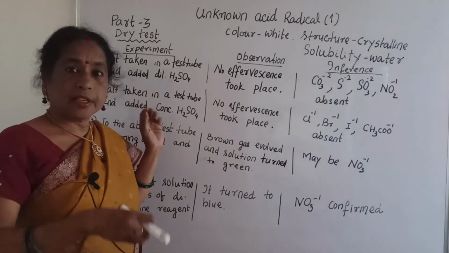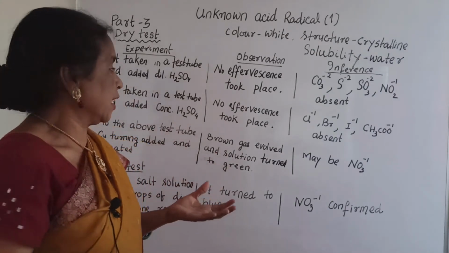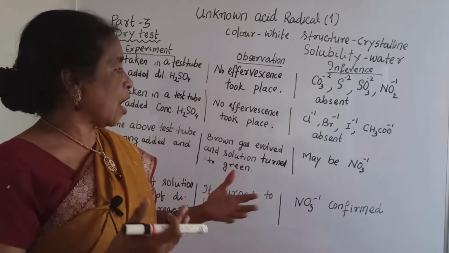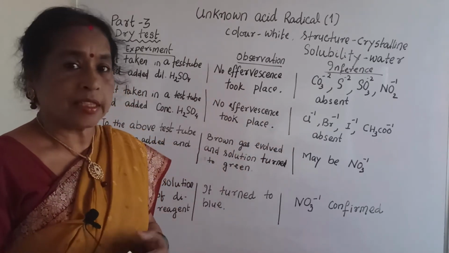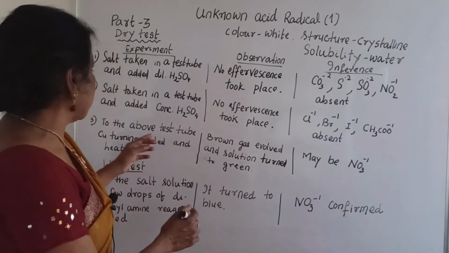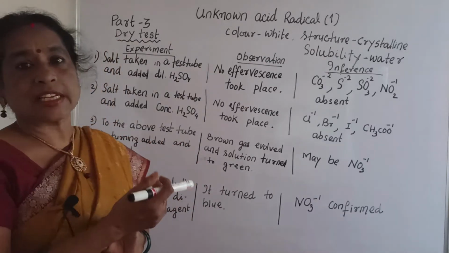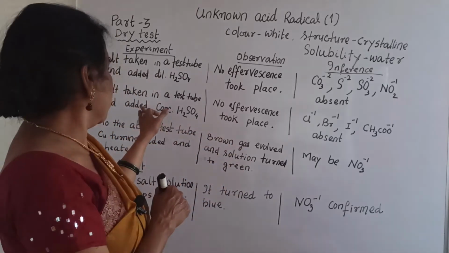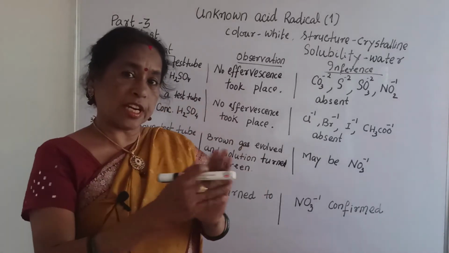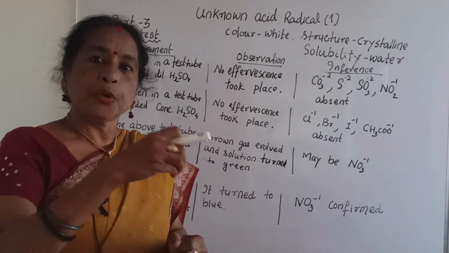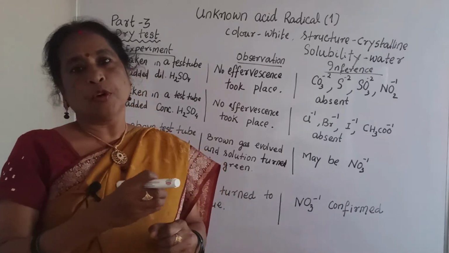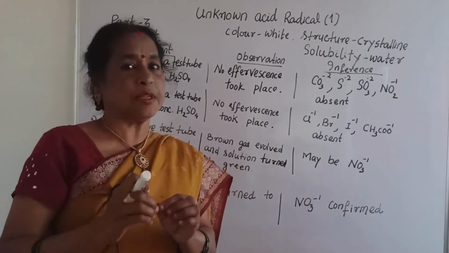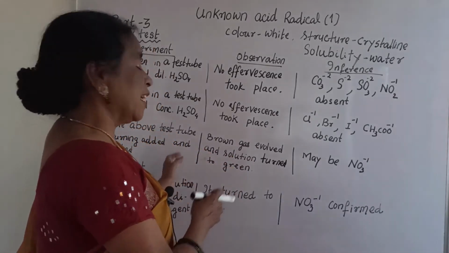Now here, when you are adding concentrated sulfuric acid, there is no effervescence. That means chloride, bromide, iodide, acetate are absent. Then what to do in the next step? The next step is copper turnings and concentrated sulfuric acid. In the same test tube, where you have taken salt and concentrated sulfuric acid, add 3-4 pieces of copper turnings, thin pieces of copper, and heat it.